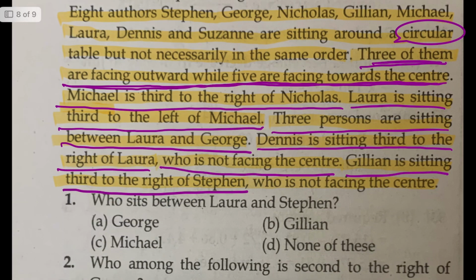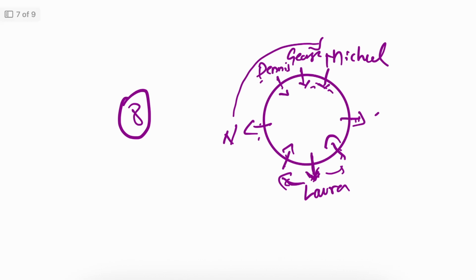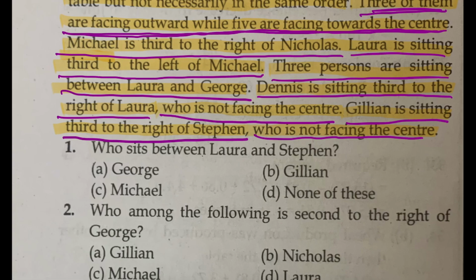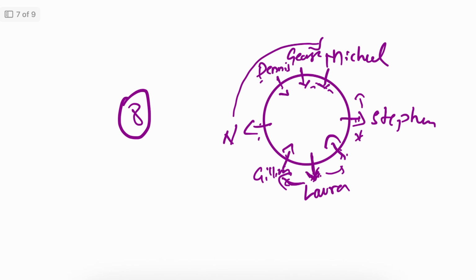Gillian is sitting third to the right of Stephen. Stephen, we don't have Stephen here, so we need to write Stephen now. Let's consider Stephen is here. So this will be his left, this will be his right. So third to the right of Stephen, 1, 2, 3. So here Gillian will be. Okay. And who is not facing the center? Sorry, Stephen is not facing the center.